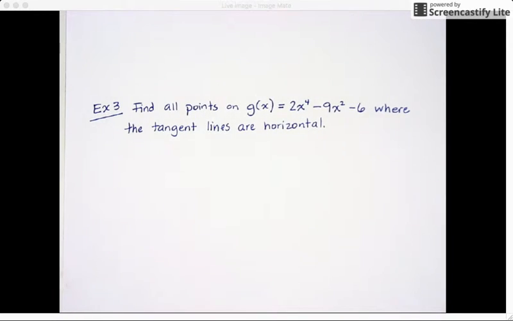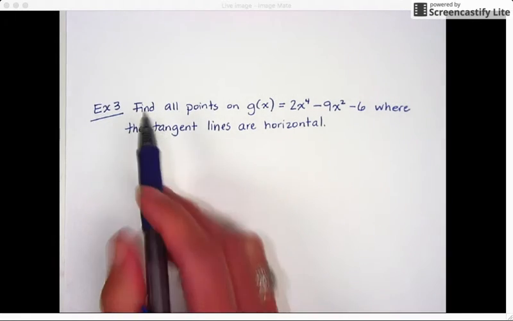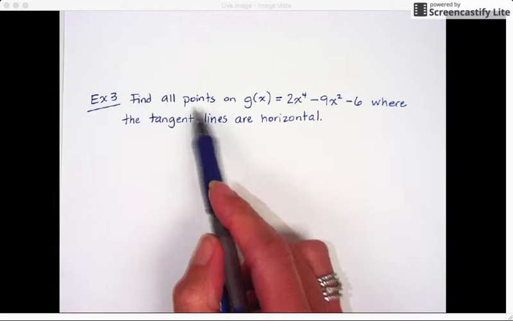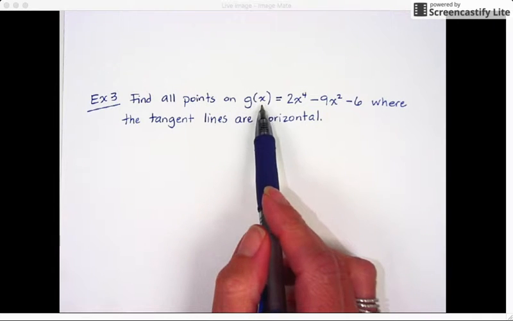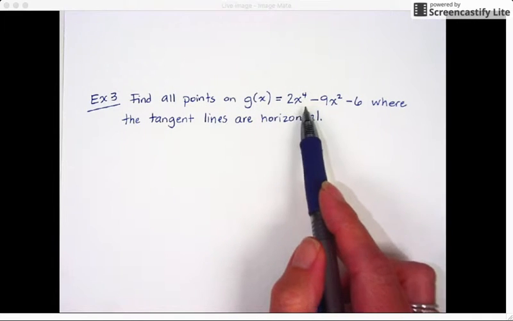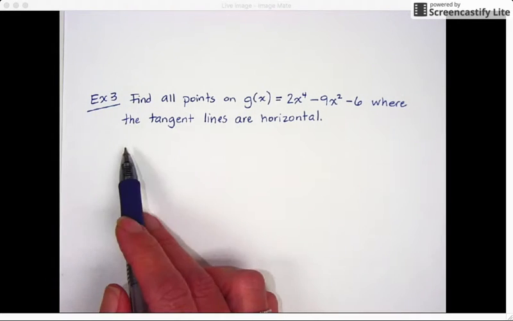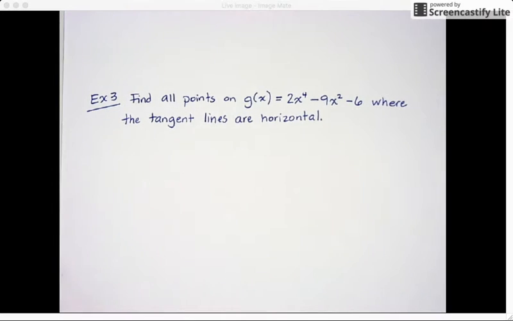All right, for this one, this one's a little bit more in depth. It says find all the points. So we're looking for ordered pairs. Find all the points on this function, g of x equals 2x to the 4th minus 9x squared minus 6, where the tangent lines are horizontal.